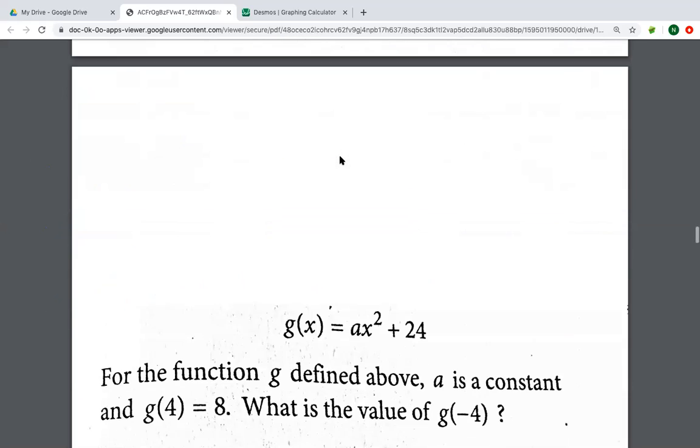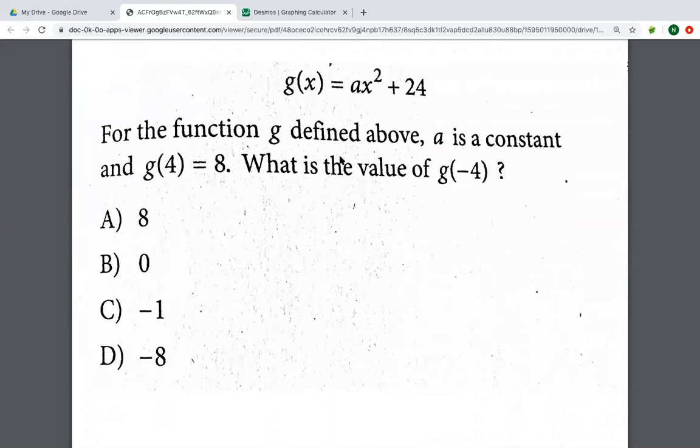Let's go to the next one. Oh, this one's so fun. This is another time saver. Okay. For this function, g defined above, a is a constant and g of 4 equals 8. What is the value of g of negative 4?